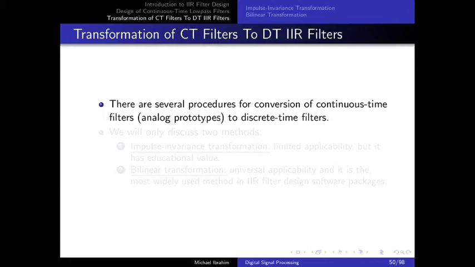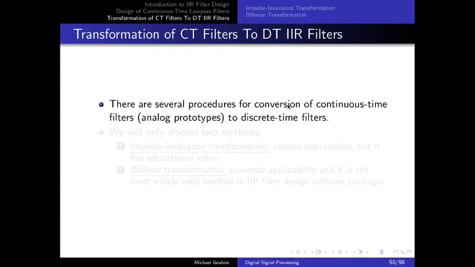And the second step was to design a continuous time filter or an analog filter such that it meets the specification we have. And we've learned how to design Butterworth filters. And the third step was to transform this continuous time filter into discrete time filter, which is the topic of today's lecture. So today we'll be talking about transformation of continuous time filters to discrete time IIR filters.